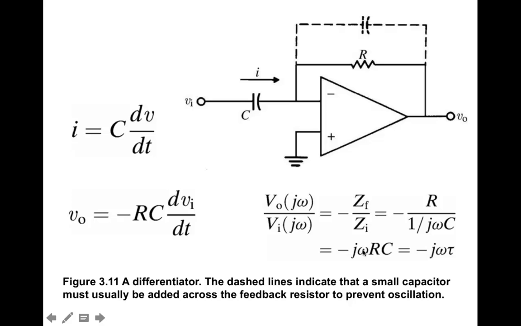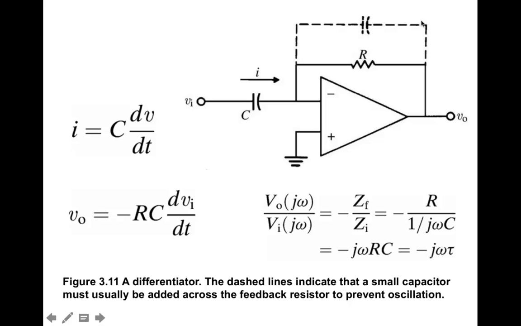equal to minus j omega RC, or minus j omega tau, where the output to input voltage relationship is basically a derivative relationship, and then when you do a phasor transformation, you get the j omega term as opposed to the time derivative. So this is the circuit. If it were a pure differentiator, this capacitor illustrated by the dashed line would not be there.